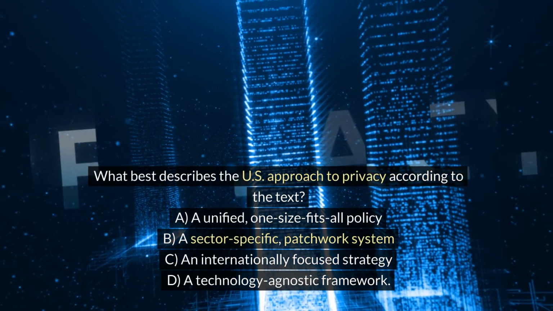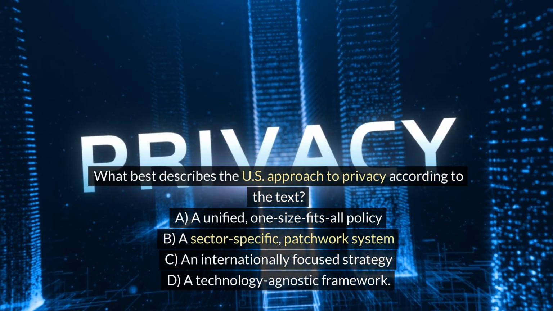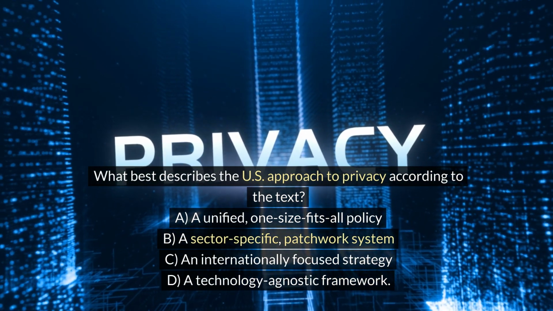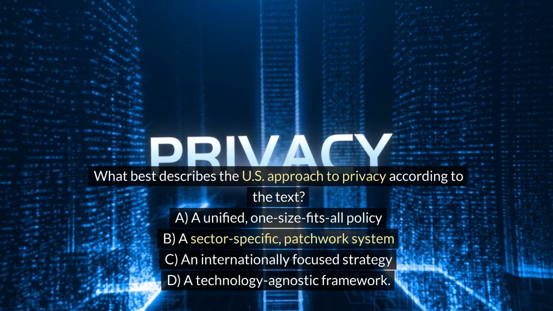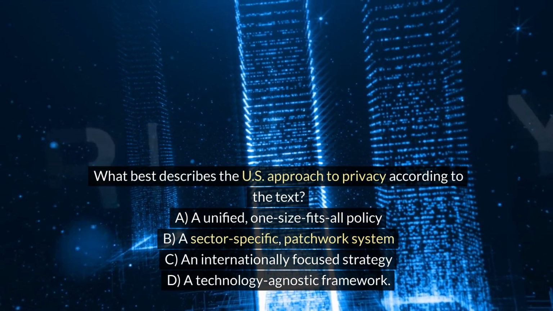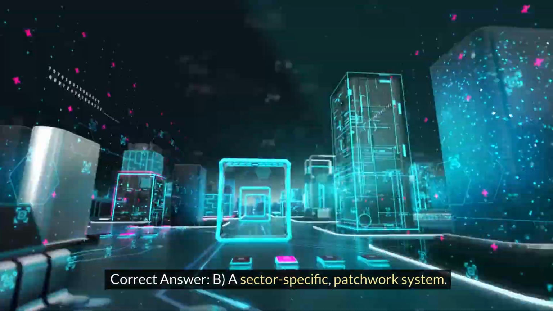What best describes the U.S. approach to privacy according to the text? A. A unified one-size-fits-all policy. B. A sector-specific patchwork system. C. An internationally focused strategy. D. A technology-agnostic framework. Correct answer: B. A sector-specific patchwork system.